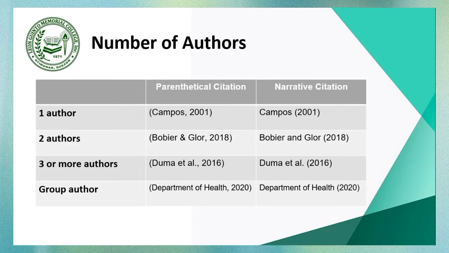So if the work has three or more authors, your brief in-text citation will give only the family name of the first author, followed by et al., which means "and others." So for example, Duma et al. (2016). So if the author is a company, government organization, or other group, use the full name in your citation. So we have here Department of Health (2022).